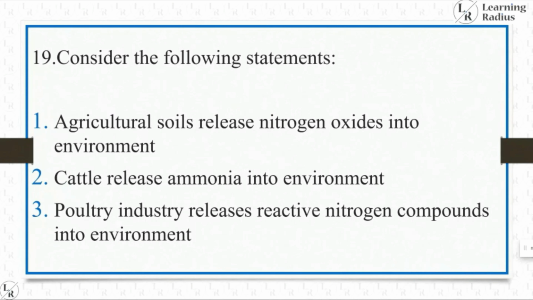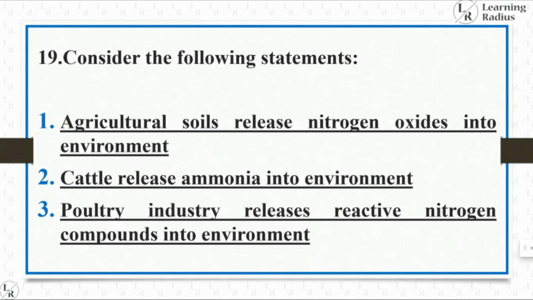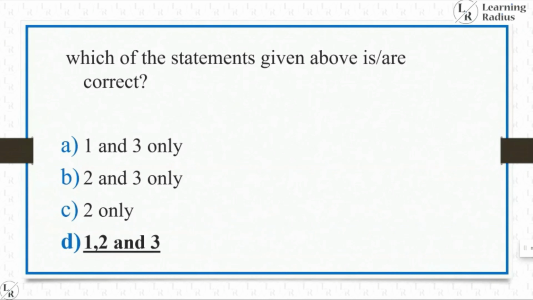When we read it, agriculture soil releases nitrogen oxides into the environment. That is right. Cattle release ammonia into the environment. That is also right. The poultry industry releases reactive nitrogen compounds into the environment. That is also right. So all three statements are right. So the answer is 1, 2, and 3.